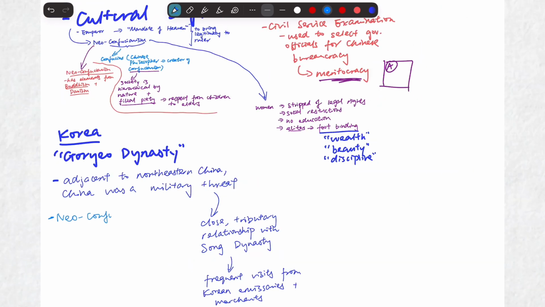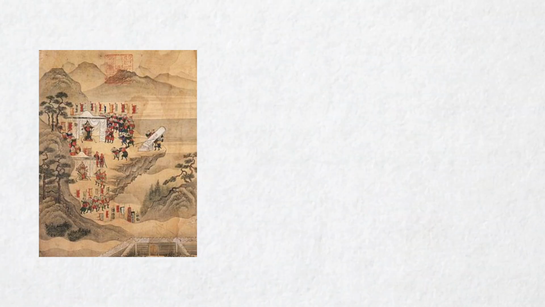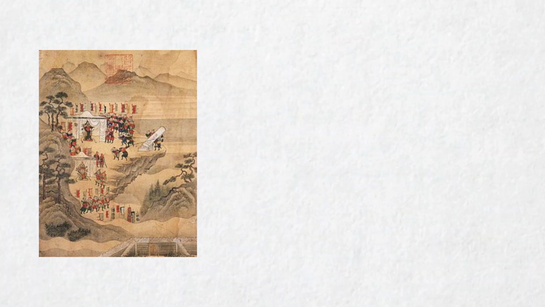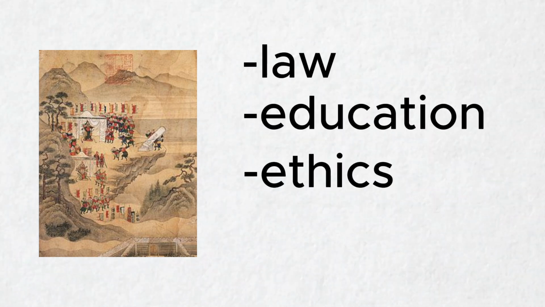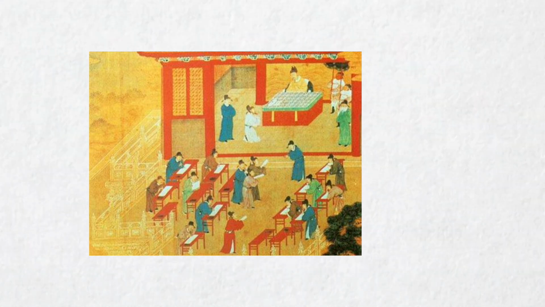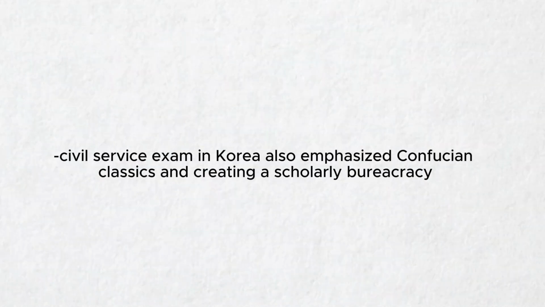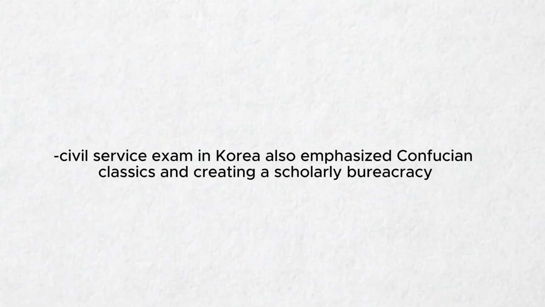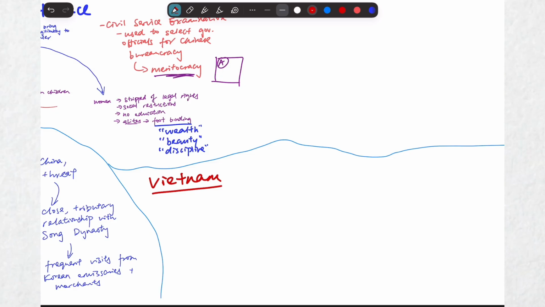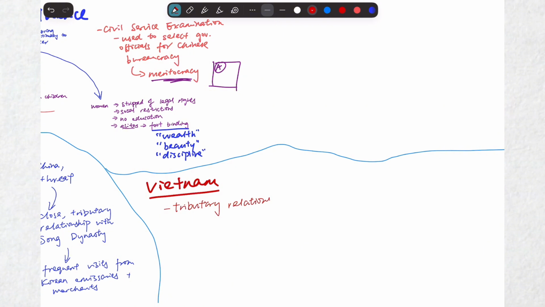The most significant and enduring influence is still Neo-Confucianism, however. Goryeo intellectuals eagerly adopted this philosophy, deeply influencing Korean law, education, and ethics. Furthermore, Korea also had its own civil service exam based on the Song model, which emphasized Confucian classics and creating a scholarly bureaucracy. Similar to Korea, Vietnam also maintained a tributary relationship with China.